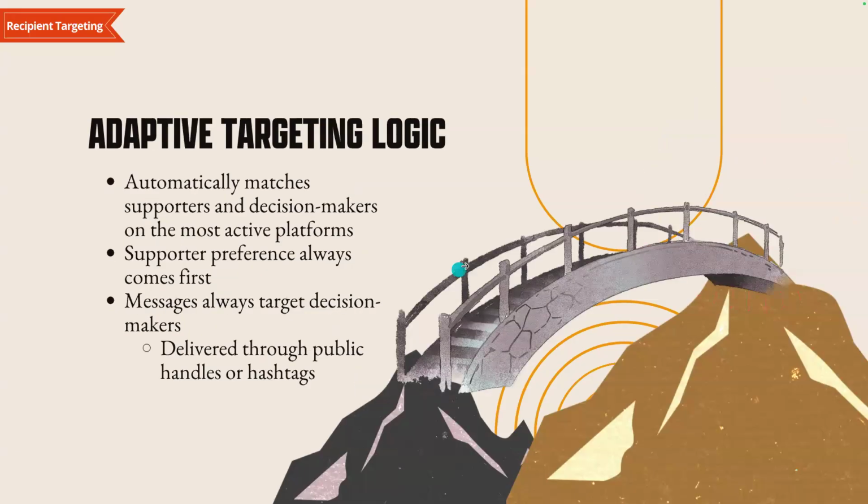So what we've looked to build is an adaptive targeting logic, which, as I was talking about, automatically matches supporters and decision makers based on location to the most active platforms that either the supporters use or the decision makers are on. But the supporter's preference will always come first. Because we're supporting a few different platforms, we're going to try and show them the one that makes the most sense for contacting the right decision maker.